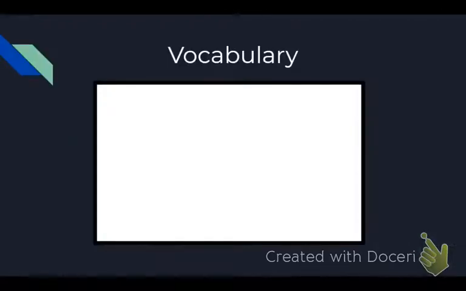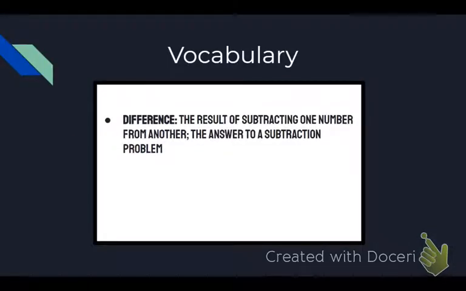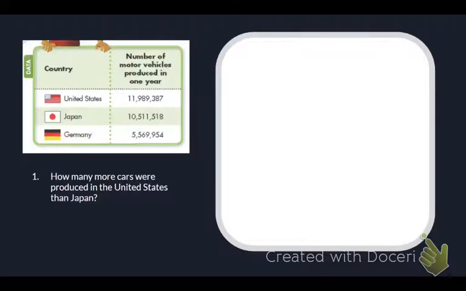So let's look at our vocabulary for this lesson. Only one word, difference, and we already discussed it. Answer to a subtraction problem. So if I were to label a problem, the difference would be on the bottom there. It's our answer, right? Yes, ma'am. All right. So let's move on. We're going to do some examples together, and then we'll do some on our own.